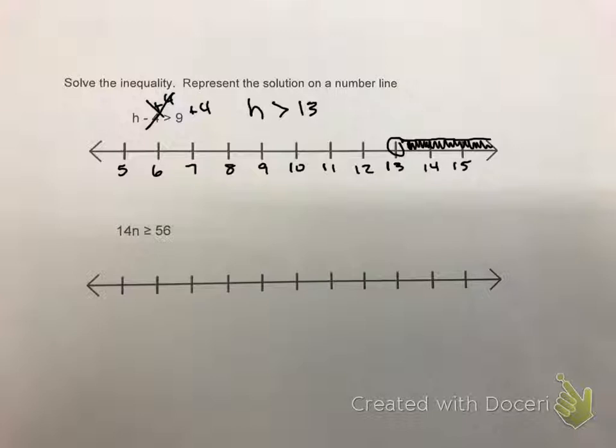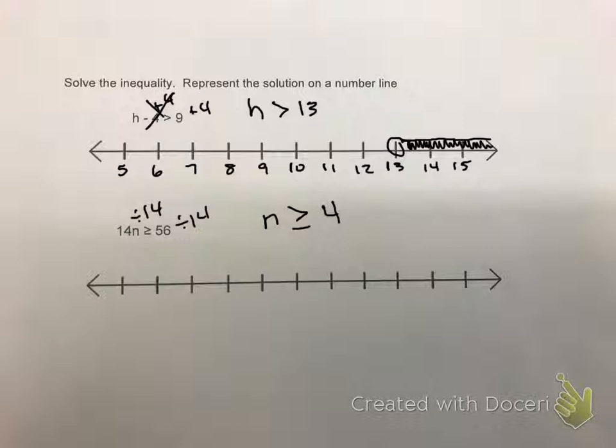Looking at the next example, we have 14n is greater than or equal to 56. To solve that, we're going to divide by 14. And we get n is greater than or equal to 4. Now, just in case you're trying to remember, we did not flip the inequality sign because we're not dividing by a negative number to solve it. That's only if you divide by a negative number.